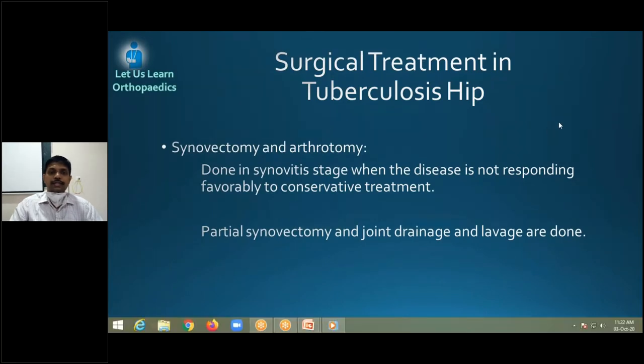tuberculosis. So initial stages, the surgical treatment would be synovectomy and arthrotomy. It is done in the synovitis stage when the disease is not responding favorably to conservative treatment. The conservative treatment would be traction and ATT. But partial synovectomy and drainage and lavage are done in the early stages.